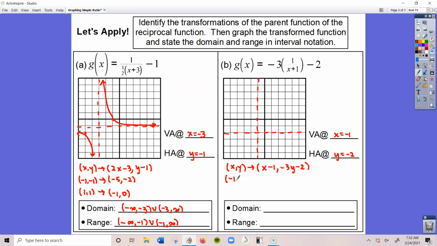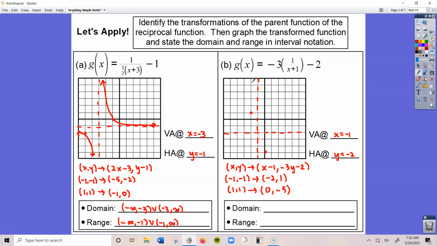Now we plug in our reference points. When we plug in negative 1, minus 1 is negative 2. And when we plug in negative 1 for the y, negative 3 times negative 1 is positive 3, and positive 3 minus 2 is 1. Now when we plug in 1, 1 minus 1 is 0, negative 3 times 1 is negative 3, minus 2 is negative 5. So I'm going to plot these points now, negative 2, 1, and 0, negative 5.